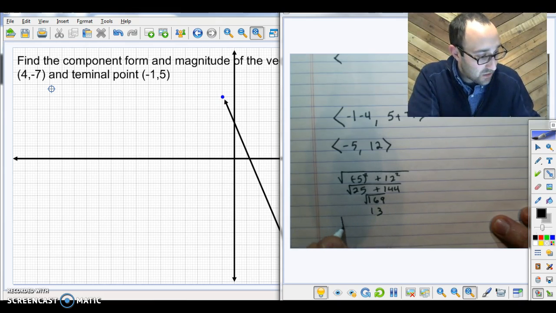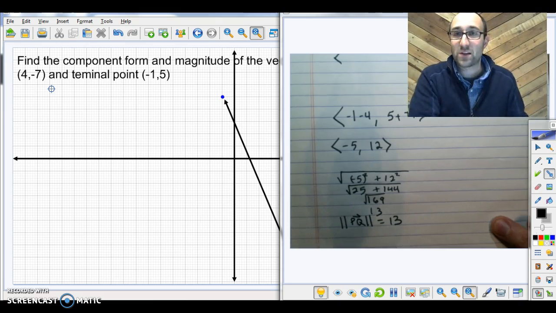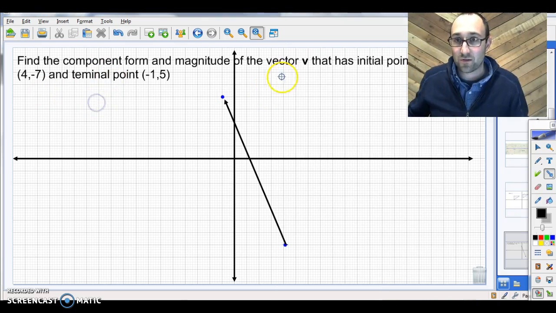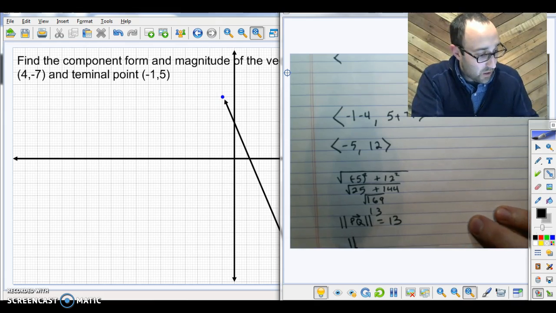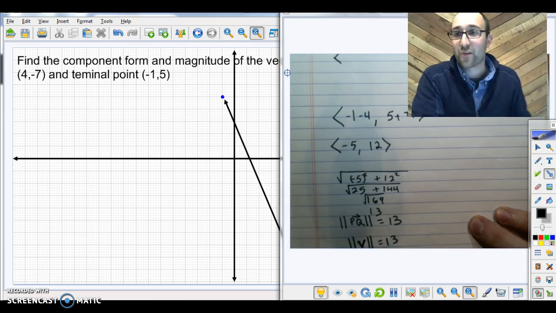So the magnitude of PQ equals 13. If I said the vector was v, I could rewrite that as the magnitude of bold lowercase v equals 13.